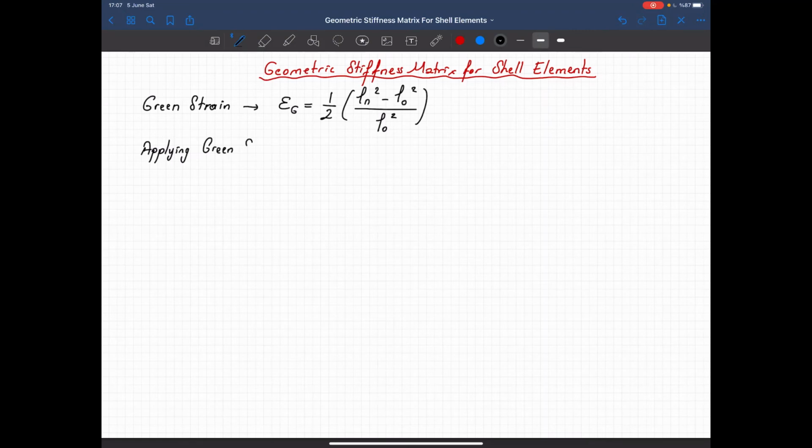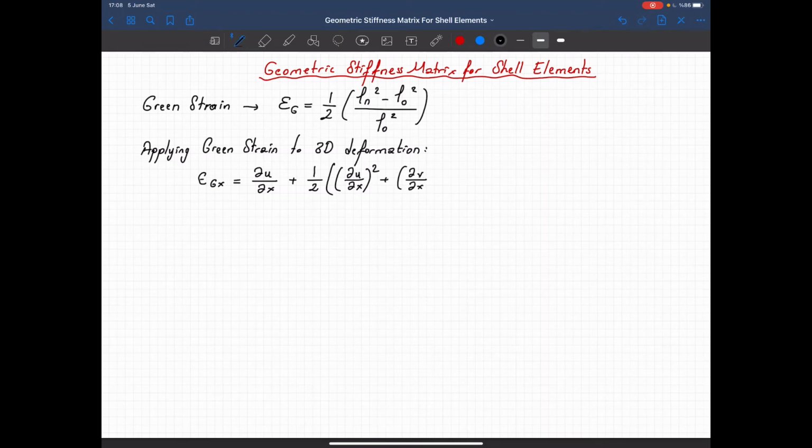So if we apply this Green strain to 3D deformation, we have the following: Gx is equal to del u over del x. Remember that this is the linear strain, plus we have the higher order strain. That's del u over del x squared plus del v over del x squared plus del w over del x squared.